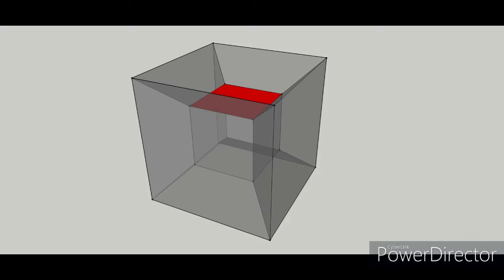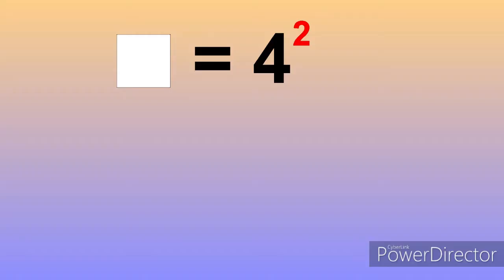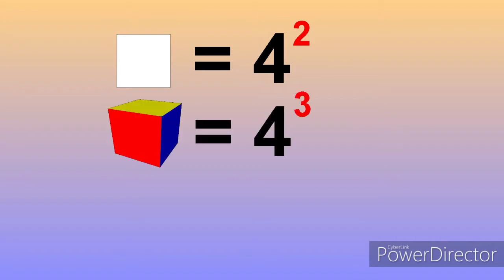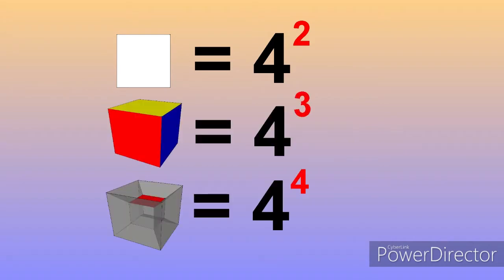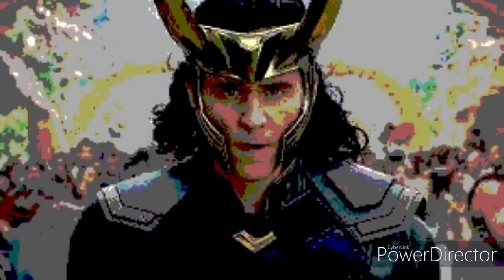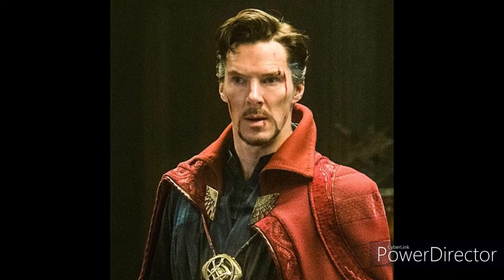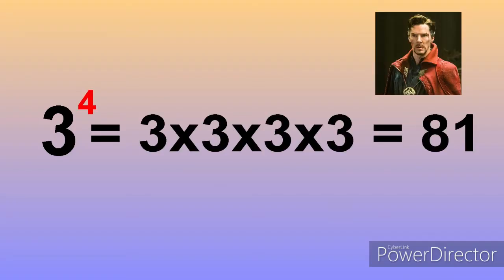It's mind-boggling, but that's alright. We come from a 3D world. However, if this is a square and this is a cube, shouldn't this be a tesseract? Shouldn't we call an exponent to the power of 4 a tesseract? How about calling it a Thanos, a Loki, a Doctor Strange? My vote is on Doctor Strange. The number 3, Doctor Strange equals 81.